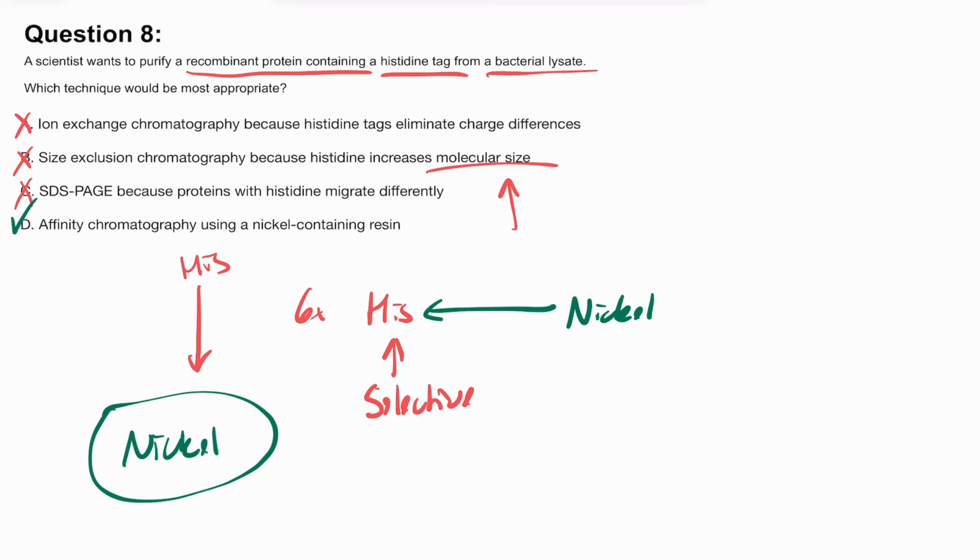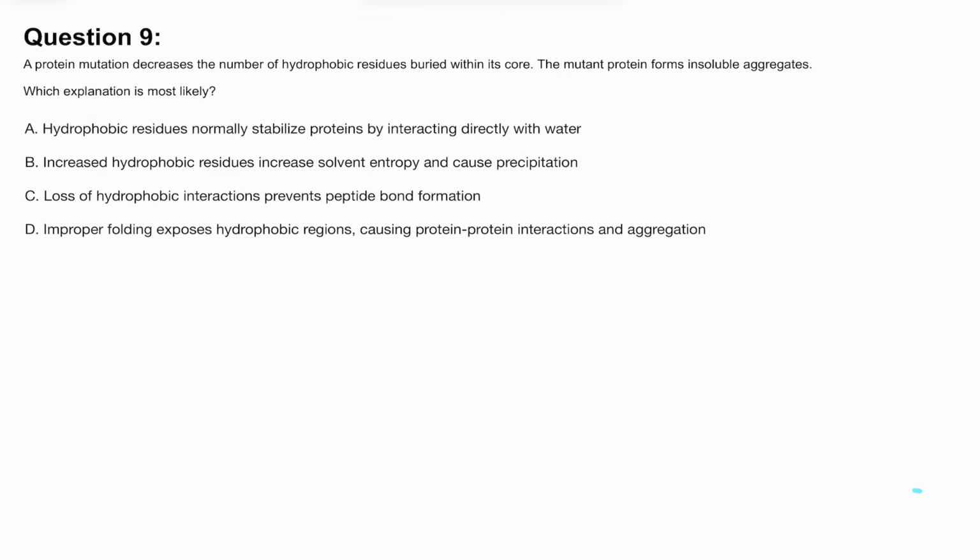And then in a controlled manner, you can decide when to interrupt this interaction, and then all you have left in the column is just your proteins bound to histidine. And so that's why this method is selective and takes advantage of the histidine tag to specifically isolate your protein of interest.